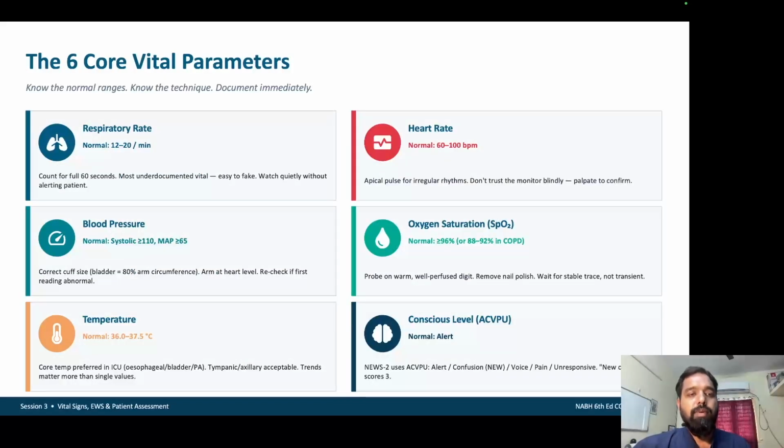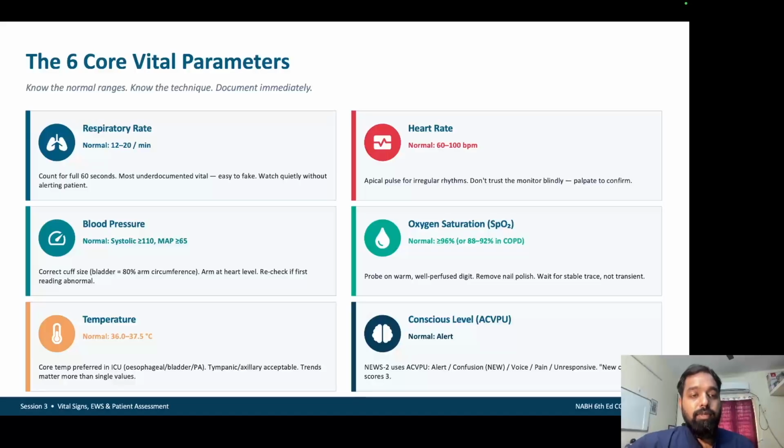There are 6 core vital parameters, which we check on a daily basis: respiratory rate, BP, temperature, heart rate, saturation and conscious level. Let's go deeper into each one of them. Respiratory rate: how will you calculate it? You have to count for the entire 60 seconds. It is the most underdocumented vital and very easy to fake. People just count for 10 seconds and multiply by 6 without a watch. Do it quietly, without alerting the patient, and assess the patient's respiratory rate thoroughly.